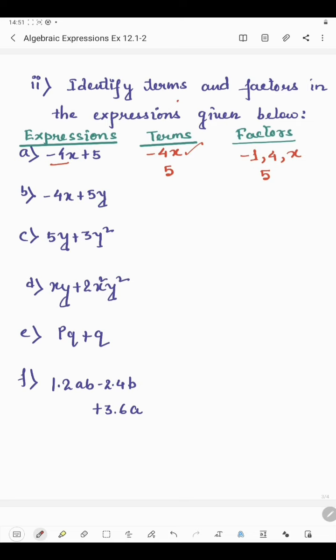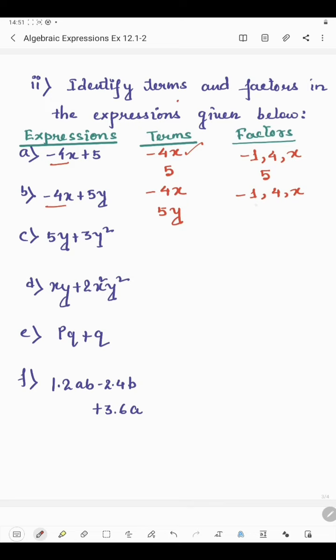Now coming to the B part, in the B part we have 2 terms. One is minus 4x and the other is 5y. So what will be the factors of minus 4x? It is the same as the previous one, so it's minus 1, 4 and x, if you multiply you will get minus 4x.